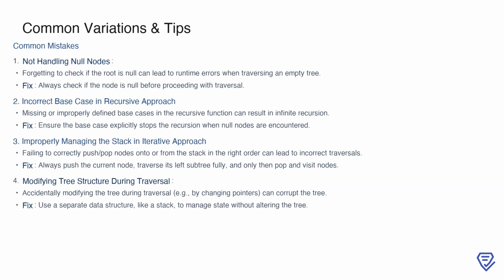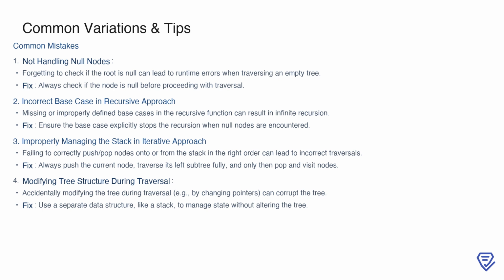When working on binary tree problems, there are several common mistakes to watch out for. One frequent issue is not handling null nodes properly. If you forget to check whether the root is null, your code might throw runtime errors when the tree is empty. The solution is simple: always include a condition to check if the node is null before proceeding with traversal.